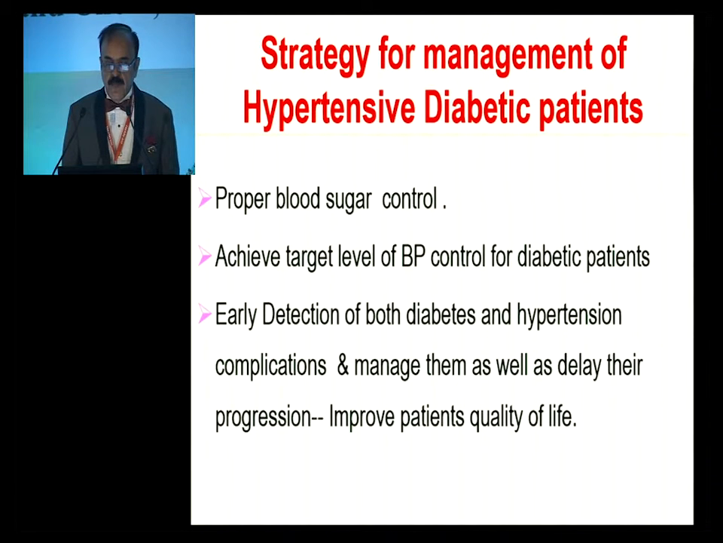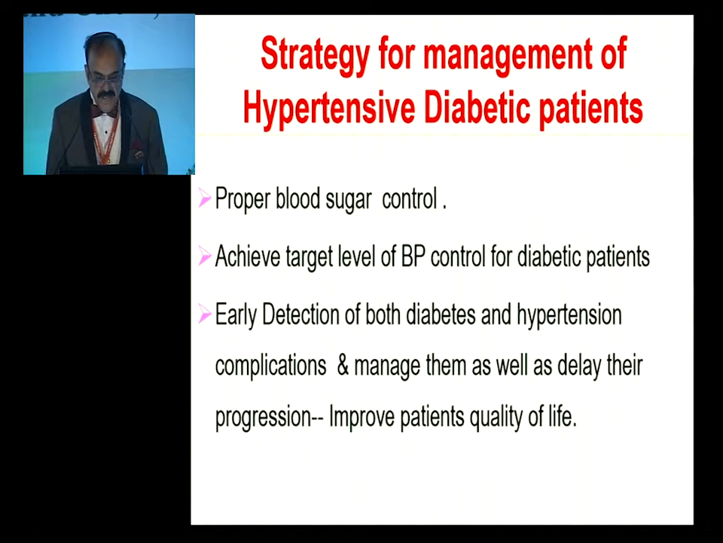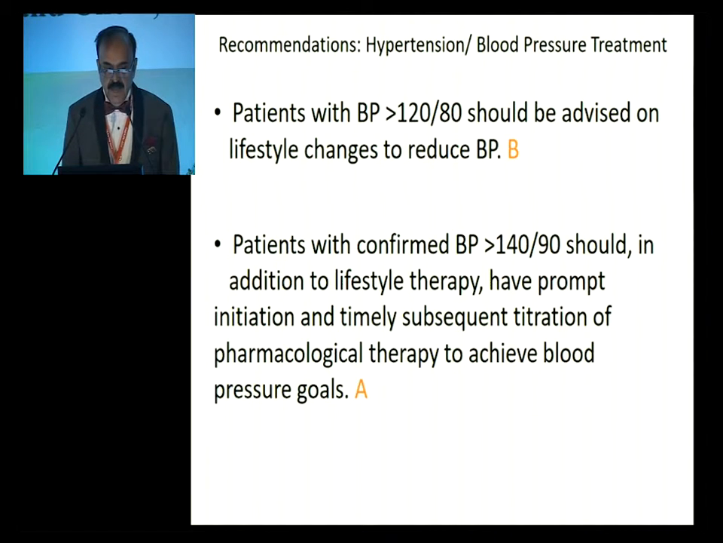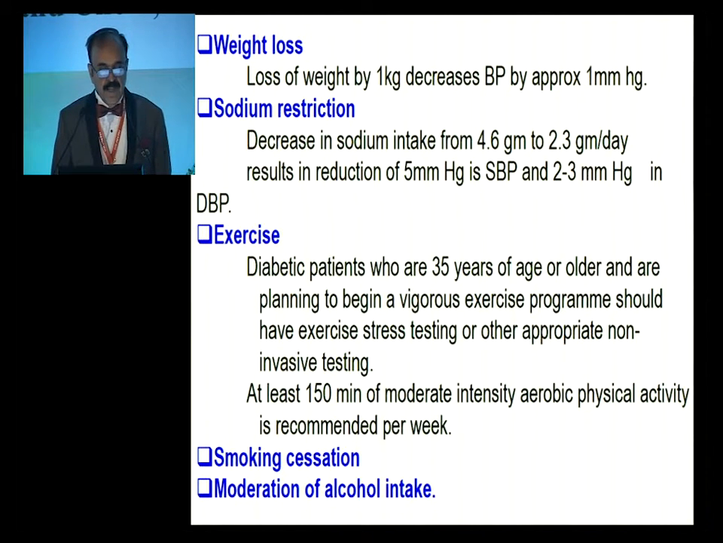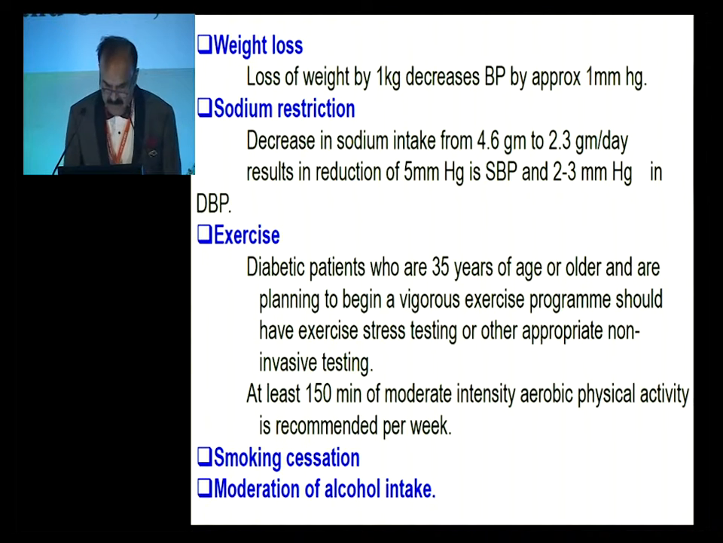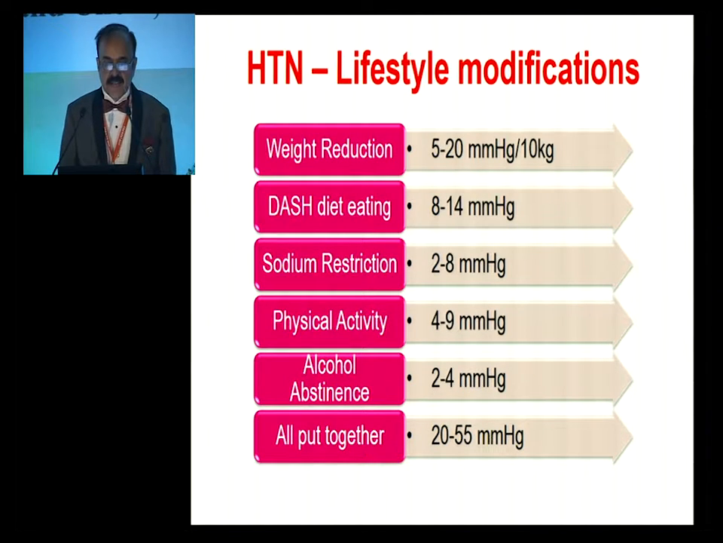So what is the strategy for management? Proper blood sugar control, achieving the target level of blood pressure, and early detection of both diabetes and hypertension to prevent complications will improve quality of life. Patients with BP 120/80 should be advised on lifestyle. Patients with confirmed BP above 140/90 should, in addition to lifestyle, be put on pharmacotherapy. In non-pharmacological therapy, never underestimate the role of lifestyle modification: weight loss, sodium restriction, exercise, smoking cessation, and moderation of alcohol. Weight reduction can reduce BP by 5 to 20.